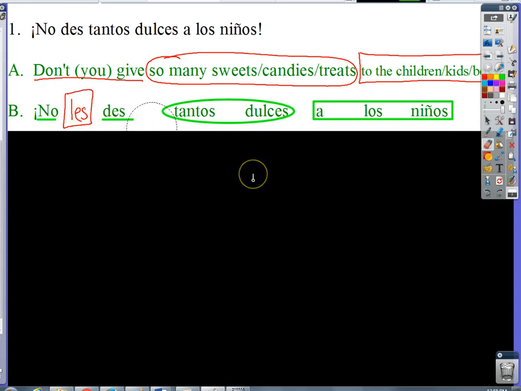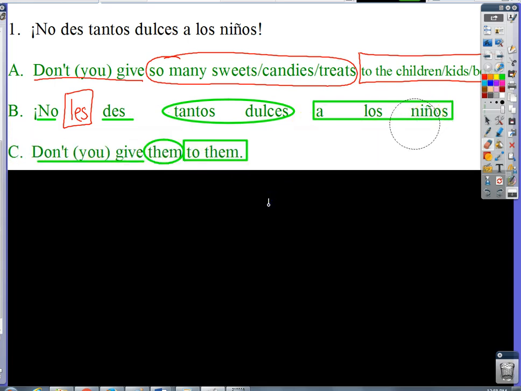Before it. Step C says, write an English sentence replacing the direct object, so many sweets, candies, or treats, with a direct object pronoun. If my choices are me, you, him, her, it, we, you guys, or them, I would say don't give them. To or for whom? I got to replace to the kids, so just to them. I have a lot of students that say, that sentence doesn't sound like anything I'd say in English. But you would say, don't give them to her, don't give them to us, so why wouldn't you say don't give them to them?